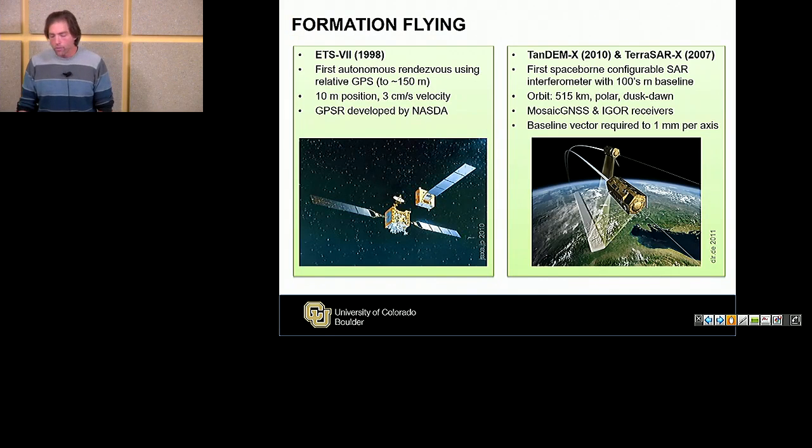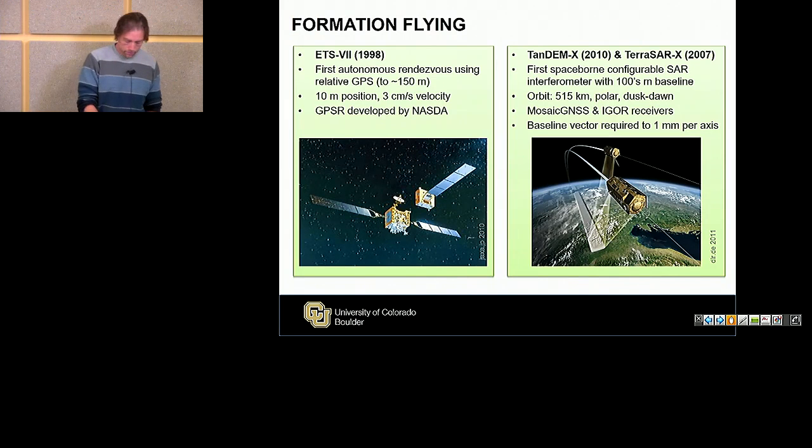Formation flying has been another big one too, in '98, and also some different missions that are happening now, trying to keep satellites in very close proximity to each other, knowing exactly where they are. GPS is a key technology enabling those kinds of missions.